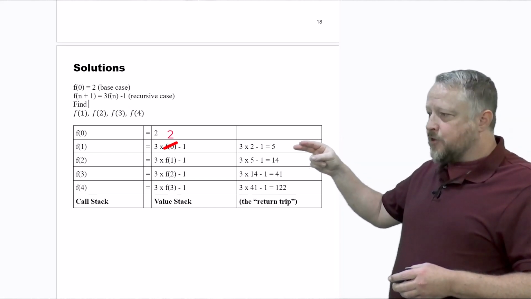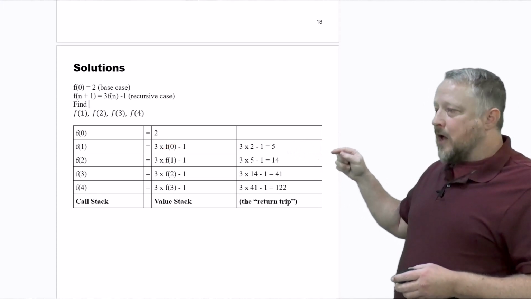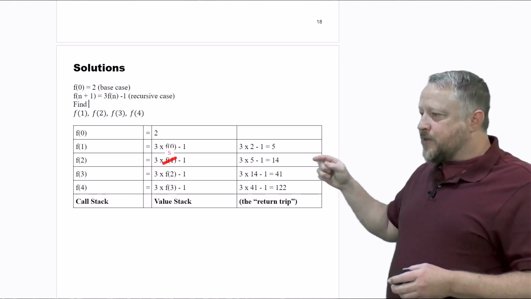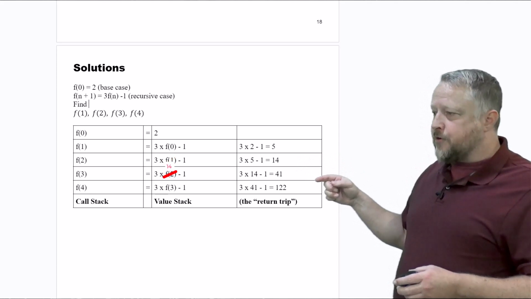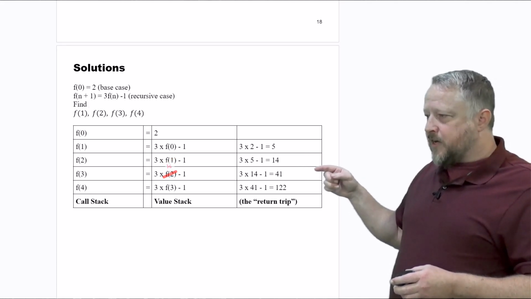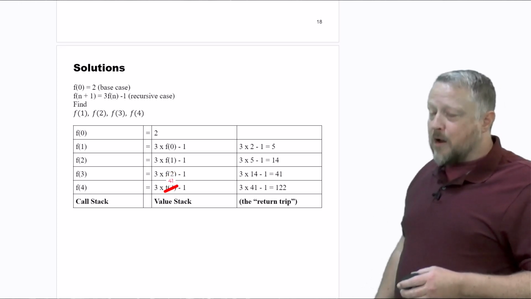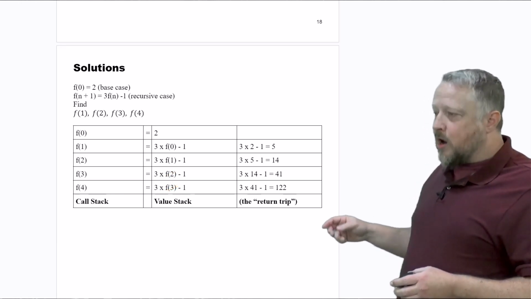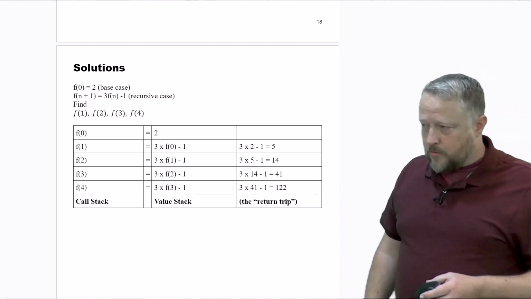So we have 3 times 2 minus 1 equals 5. That's my solution for f of 1. I can replace the f of 1 that I was waiting for here. That's 5. 3 times 5 minus 1 is 14. I have a solution for f of 2. F of 2 is now 14. We have 3 times 14 minus 1 is 41. And then, as you can pretty much figure out by now, f of 3 is equal to 41. So 3 times 41 minus 1 is 122.